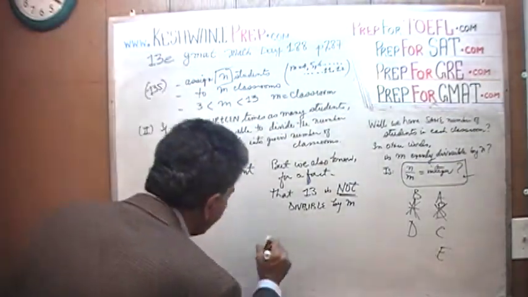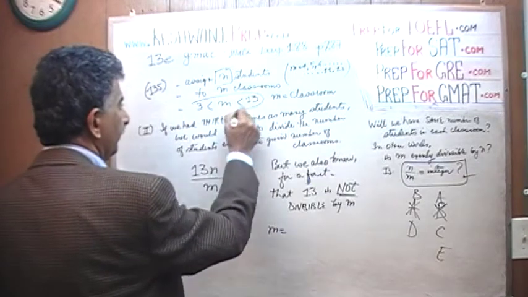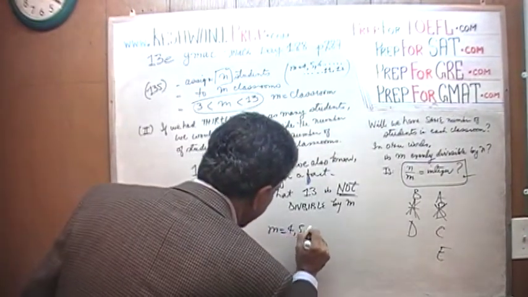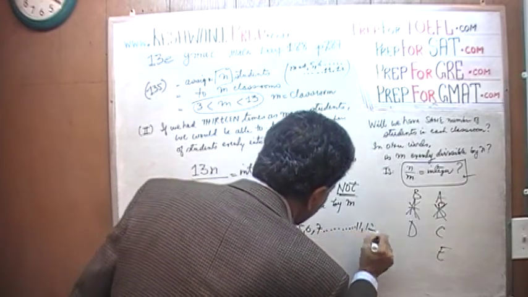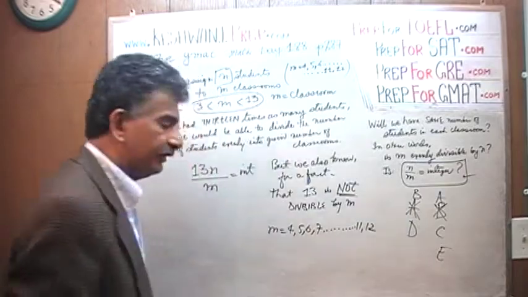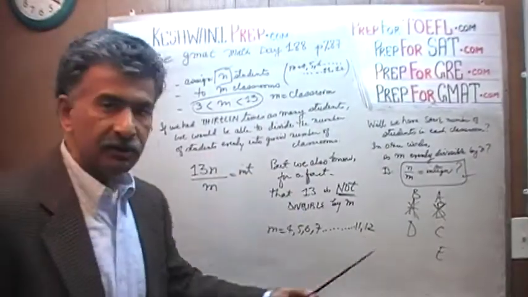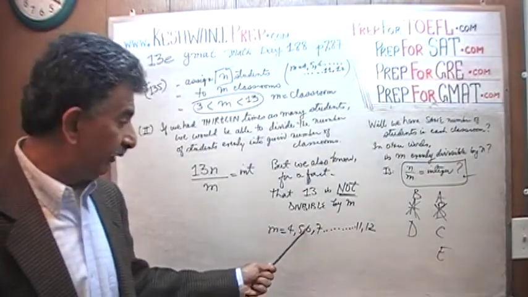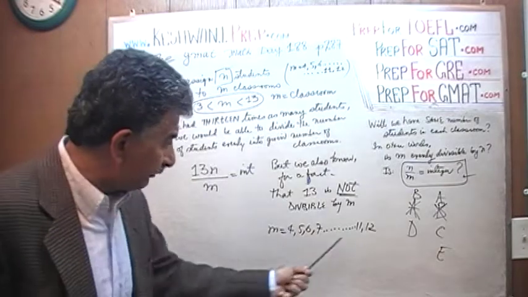Because m is between 3 and 13, m happens to be 4 or a 5 or a 6 or a 7 or a 8 or a 9 or a 10 or a 11 or a 12. As you can see, we cannot divide 13 by any of these integers. 13 is not divisible by 4, 5, 6, 7, 11 or 12. 13 does not divide into any of these numbers.